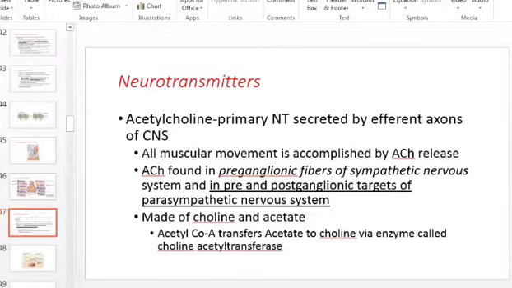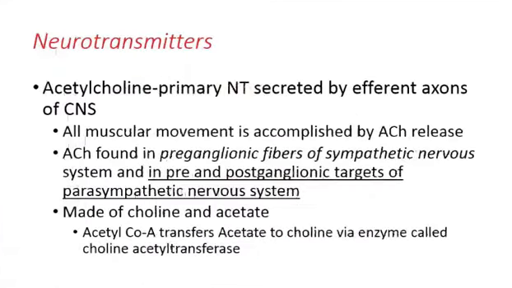All right, at this point I wanted to start talking about some of the different neurotransmitter systems. I'll start off with acetylcholine because that's the primary neurotransmitter secreted by efferent axons of the central nervous system. Efferent axons are the ones producing the movement. All muscular movement is accomplished by acetylcholine release. As we know, acetylcholine is found in the sympathetic and the parasympathetic nervous system, in the preganglionic fibers of the sympathetic nervous system and in both the pre- and postganglionic targets of the parasympathetic nervous system.